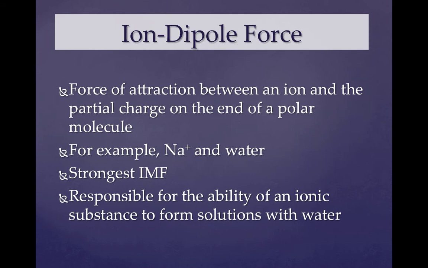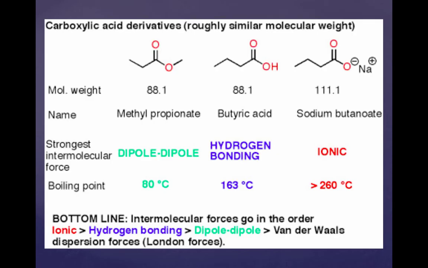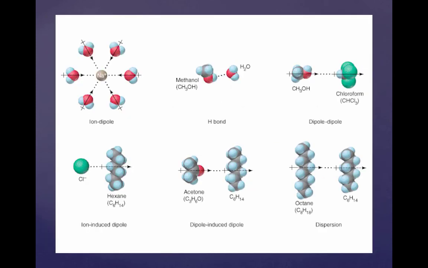An ion dipole force, remember, is separate from the van der Waals forces. This is between a polar molecule and an ion. For example, Na+ in water. Water is very polar, Na+ is an ion, so they have a very strong intermolecular force. This is responsible for an ionic substance's ability to dissolve in water. This is just showing you some examples of that.